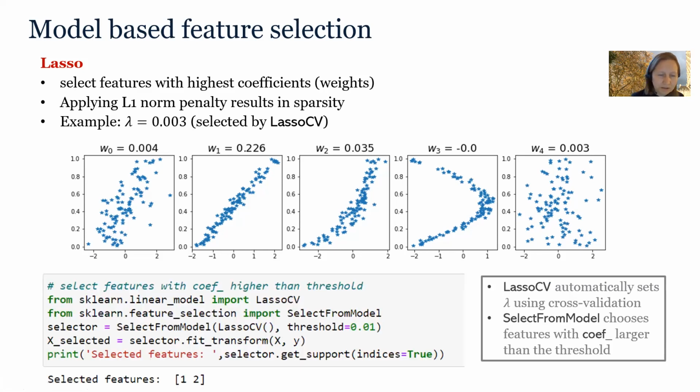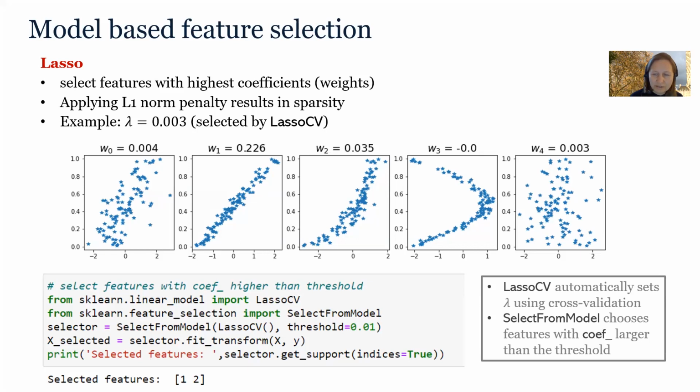Here is the scikit-learn code. This is our model, LassoCV. And we will use a selector that is called SelectFromModel. This selector expects the model as a first argument, and we can also set a threshold on the coefficients in this case. So we will choose coefficients that are larger than or equal to 0.01.